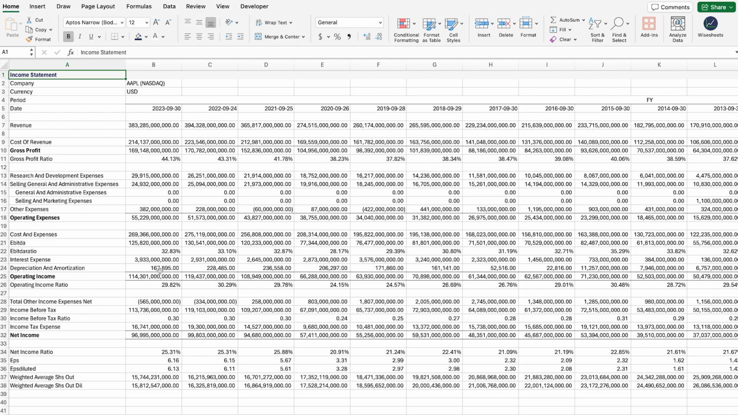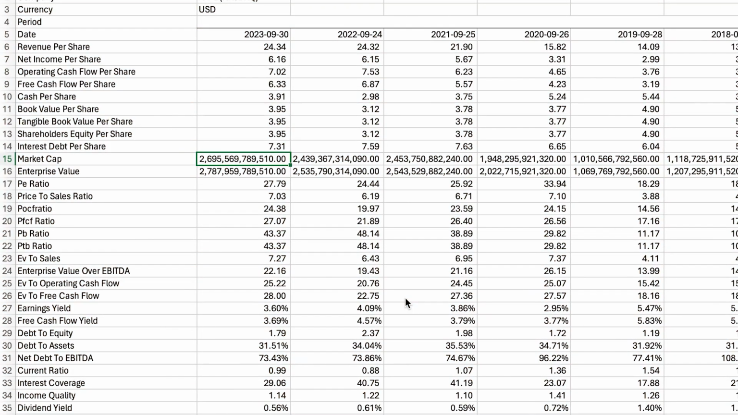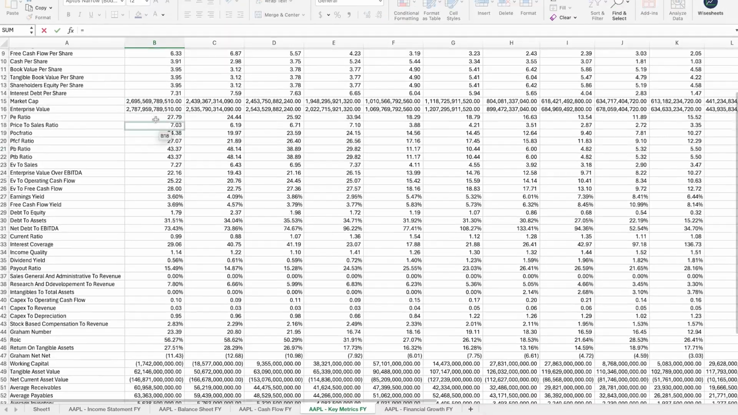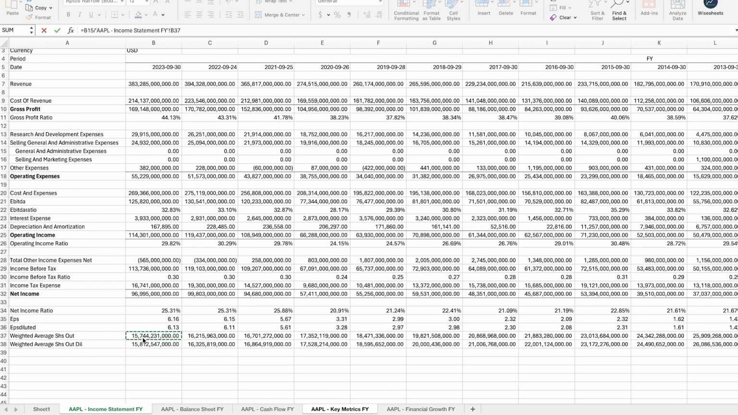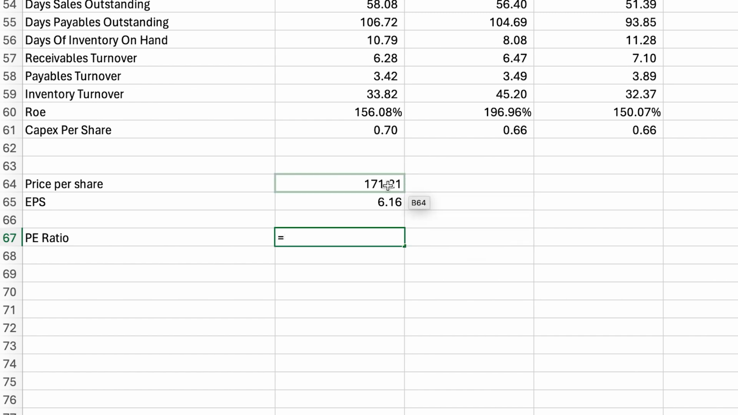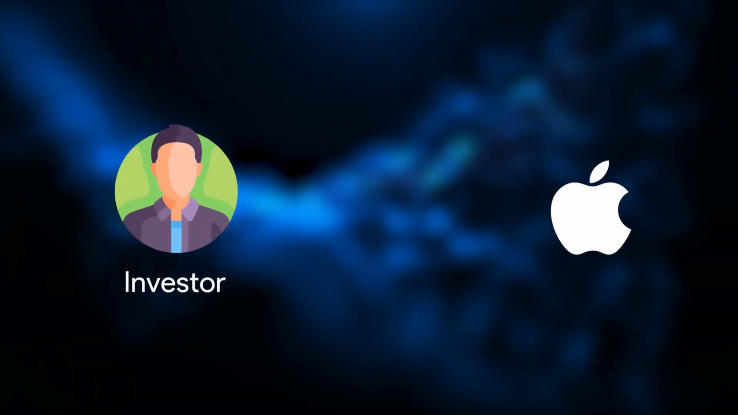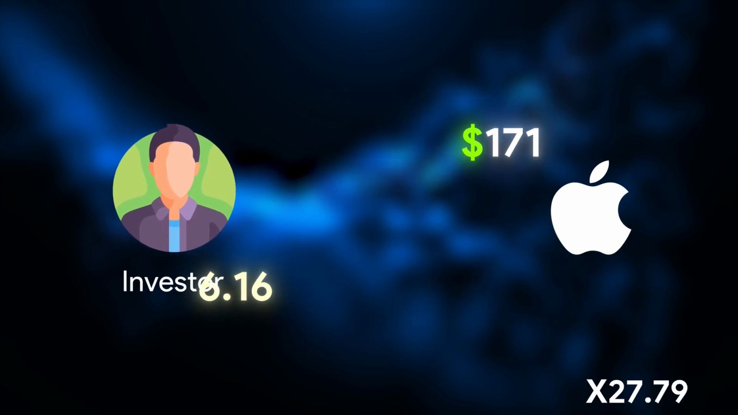For Apple in 2023, we can see that the EPS was 6.16. The market cap was around 2.7 trillion. So if we take this number and then divide it by the number of shares outstanding that the company had at this particular time, we can see that the price per share would be 171.21. If you divide 171.21 by 6, we roughly get 27.79. This means that we're paying 27.79 times the earnings of the company.